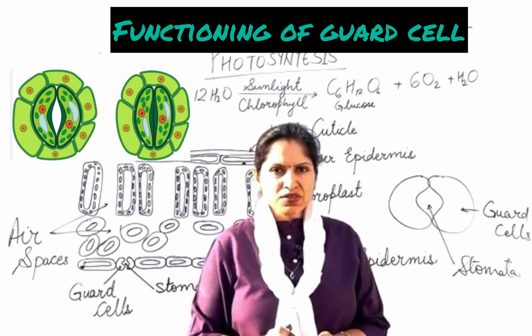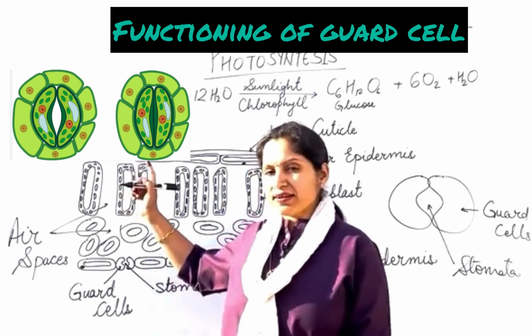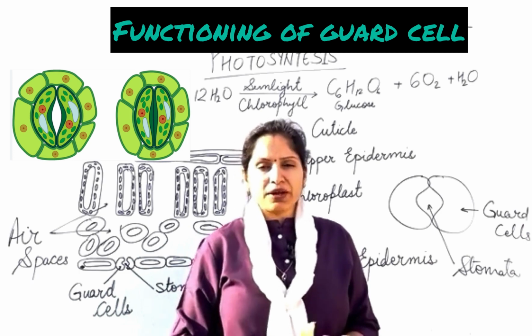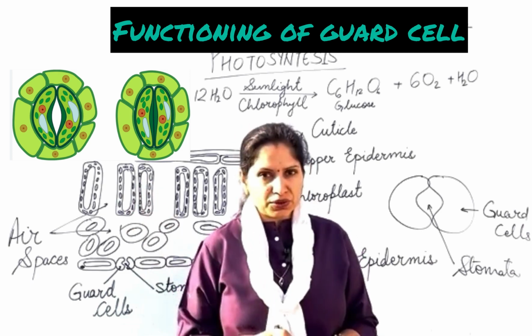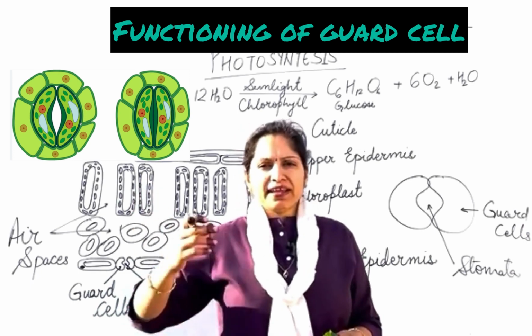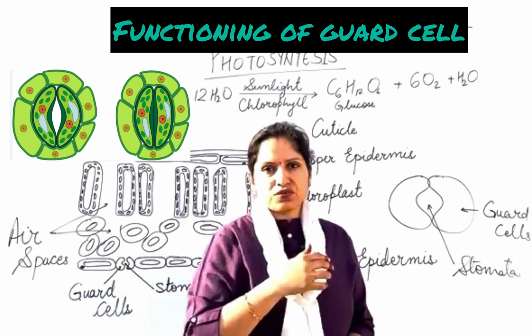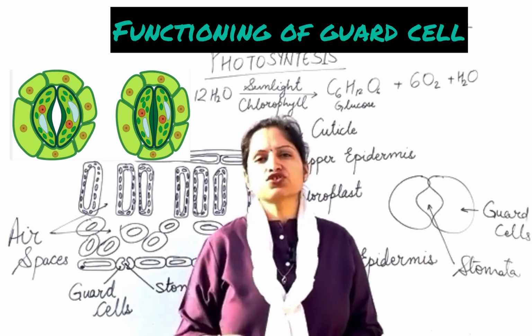And through these openings only gaseous exchange will be taking place, that is carbon dioxide and oxygen. Whatever exchange of gases is required by the plants will be done through this stomata only. Apart from that, whatever extra water is there is removed from the surface of the leaves by the process of transpiration, that is also through this stomata only.